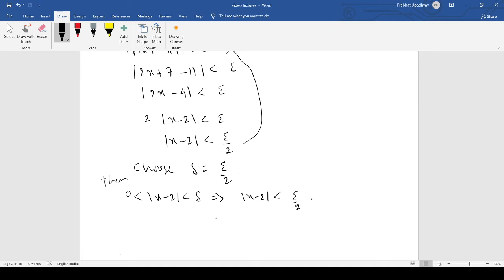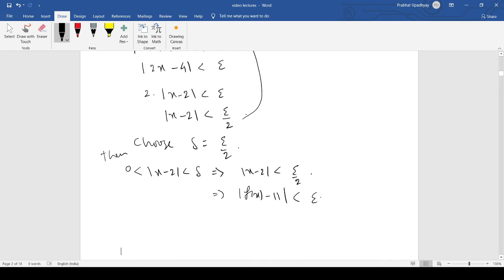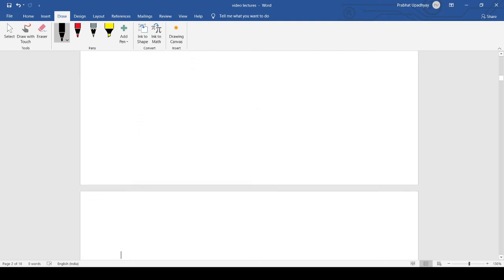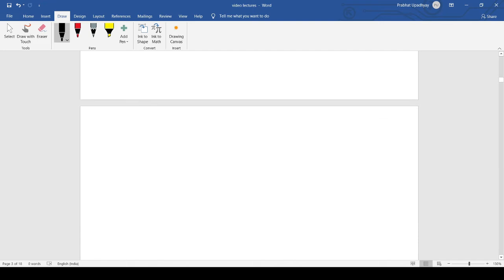Okay, so this will imply mod of f of x minus 11 is less than epsilon. And you can say thus, limit of f of x as x tends to 2 is 11. Okay. Now let's see one more example.